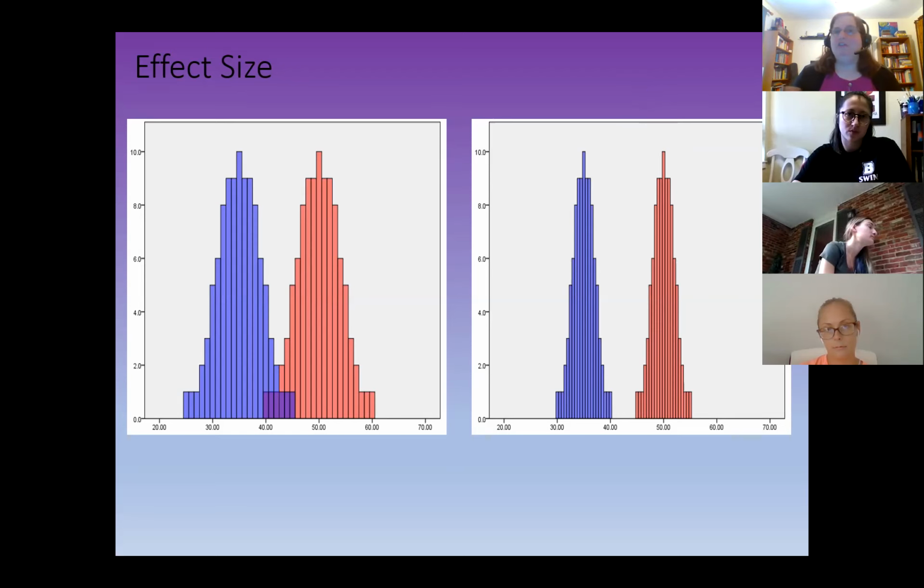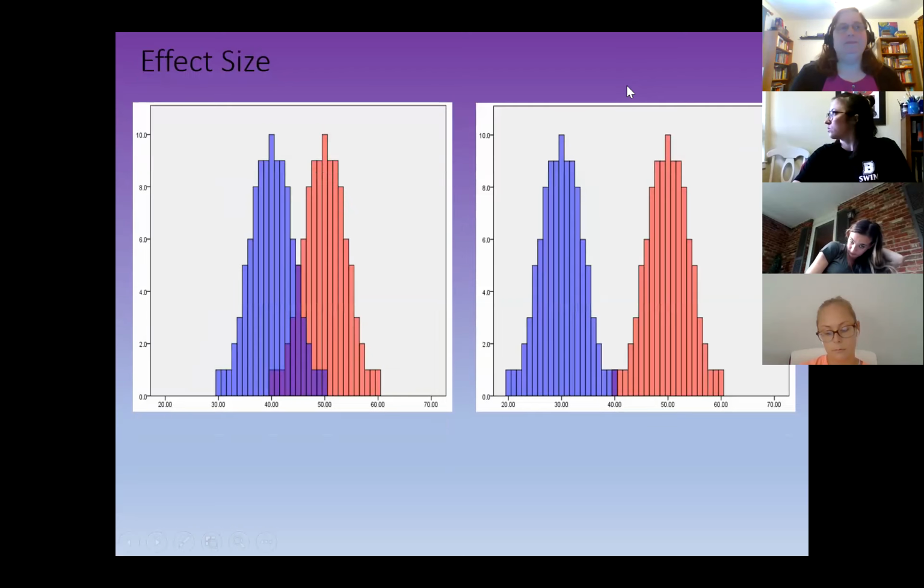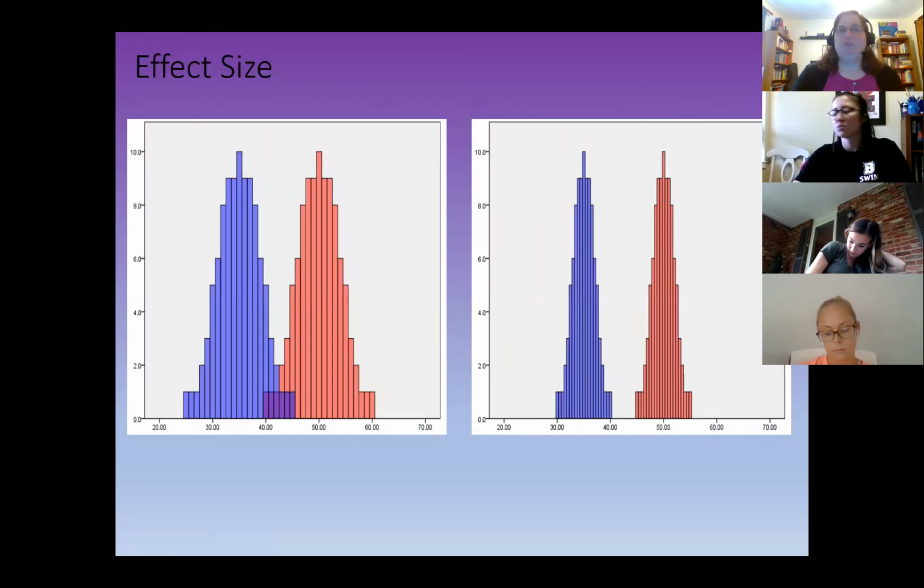Okay, so that's our either bigger mean differences or smaller standard deviations will get you bigger effect size.